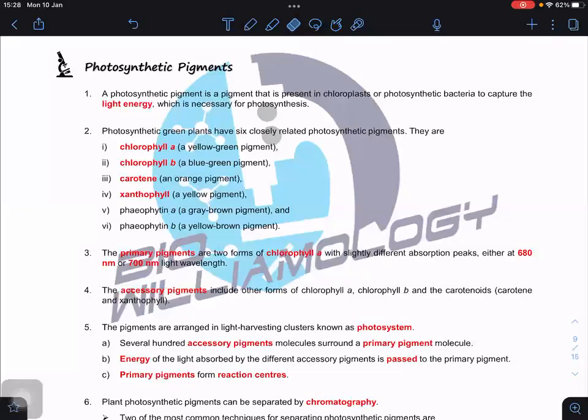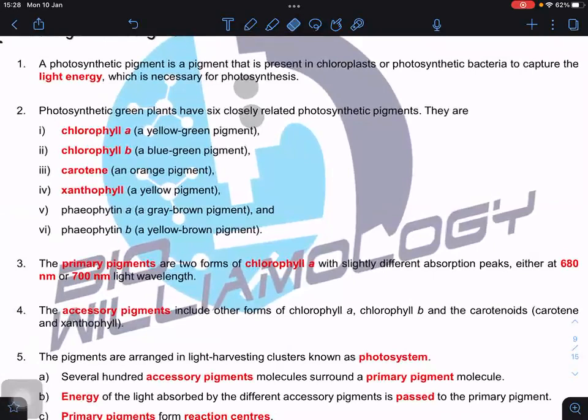Okay, so now we zoom into these photosynthetic pigments. When we use the word pigment, it basically means that they have the ability to absorb the light energy. Are you clear? Okay. Photosynthetic green plants have 6 closely related photosynthetic pigments, but our syllabus only focuses on the first 4, which are chlorophyll A, chlorophyll B, carotene, and xanthophyll.